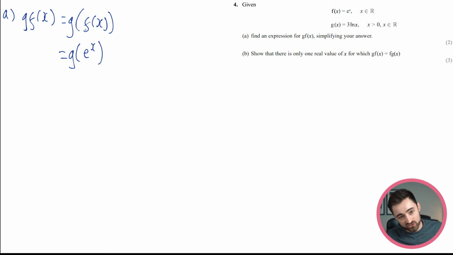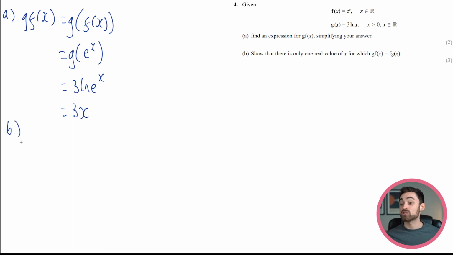So in other words, we start on the right and go to the left. Like we put f into g. But if you write the brackets, it kind of just falls out for you. So all I'm doing is I'm just swapping the x with an e to the x here. Now ln and e, they're inverses of each other. In other words, they're going to cancel each other out. So ln of e to the x is just going to be x. So that's part A. Easy as, mate.